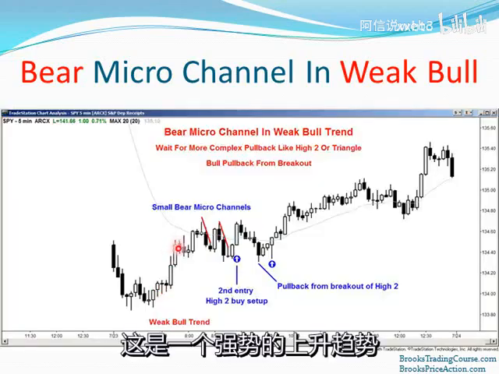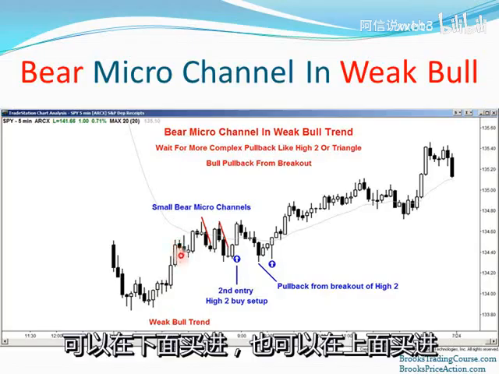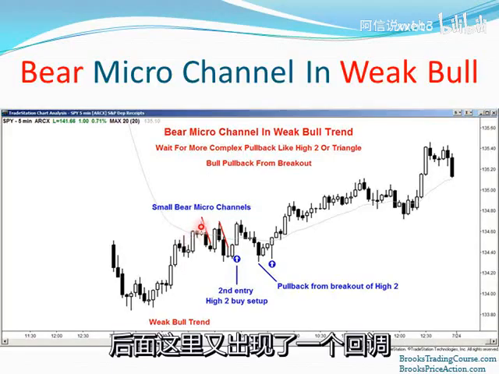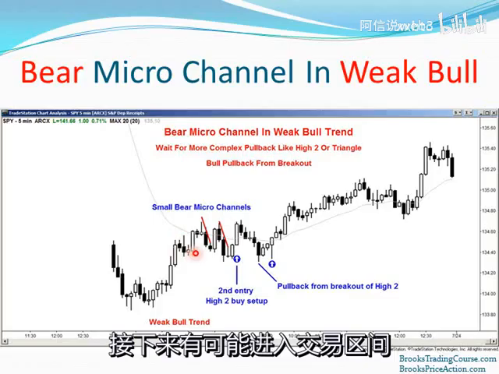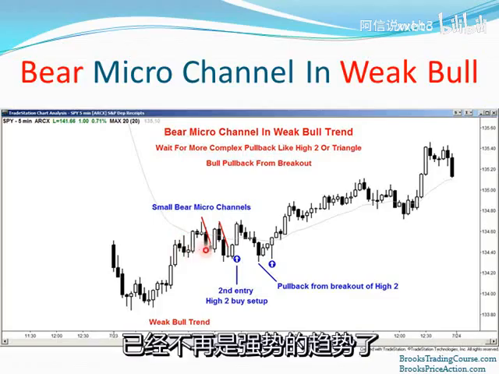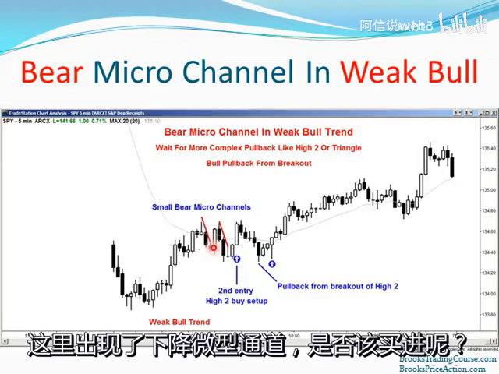Here we have a strong bull trend and we have a pullback. So it's a buy below and a buy above. Now we're immediately getting another pullback, so this might be a small final flag and we might be entering a trading range. So it's no longer as strong a bull trend. We have a bear microchannel.